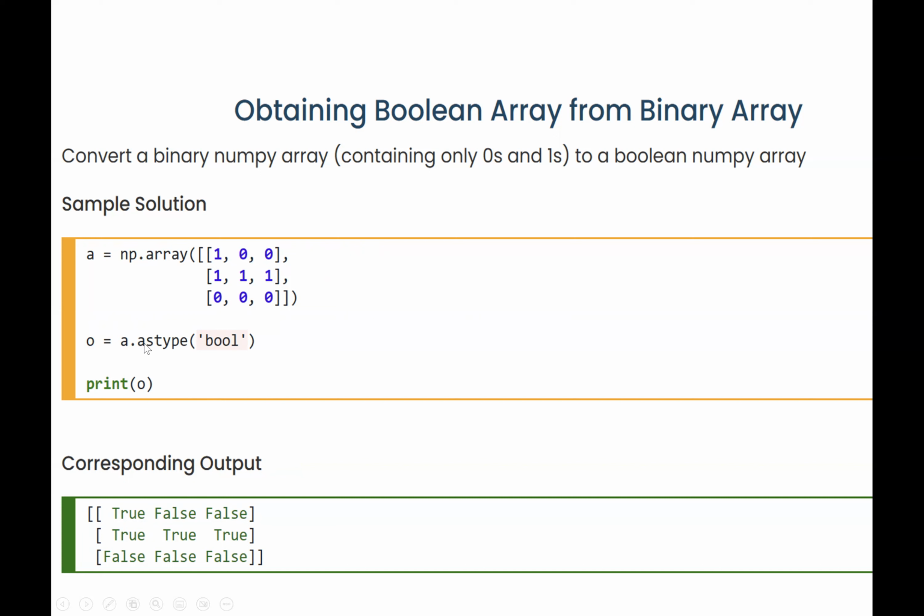So here we use the same thing, astype, as astype is always used to convert the data type. The content of the array is in a location named A. So we say A.astype(bool). Then we assign the result to a variable or array name O. Then we print it, so we can see our result. Anywhere there's 0, it turns to false. Anywhere there's 1, it means true.